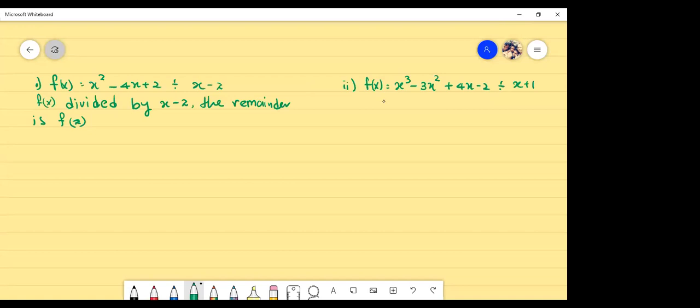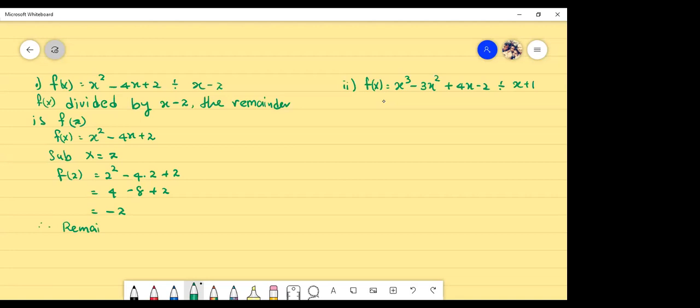Now we write f(x). f(x) equals x squared minus 4x plus 2, right? Then we substitute x equals 2. Then f(2) is 2 squared, minus 4 times 2, plus 2. 4 minus 8 plus 2 is minus 2. Therefore, the remainder equals minus 2. Like that we can write the answer.